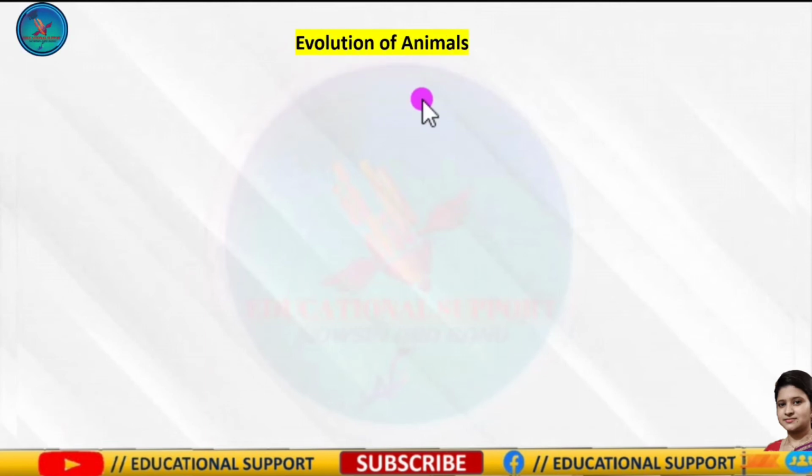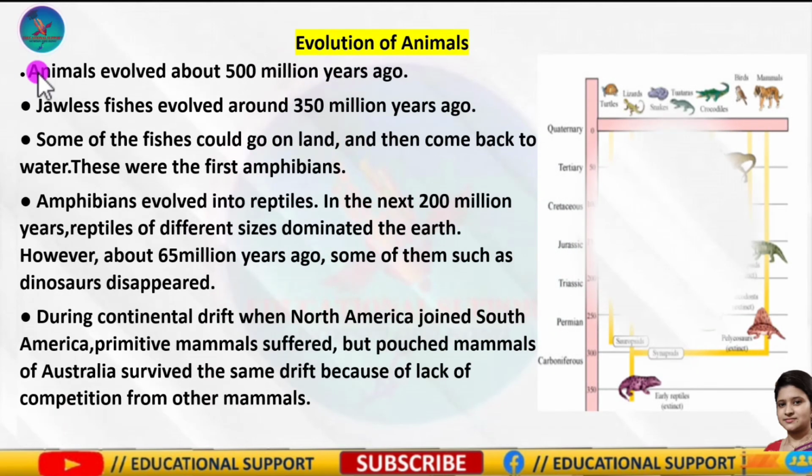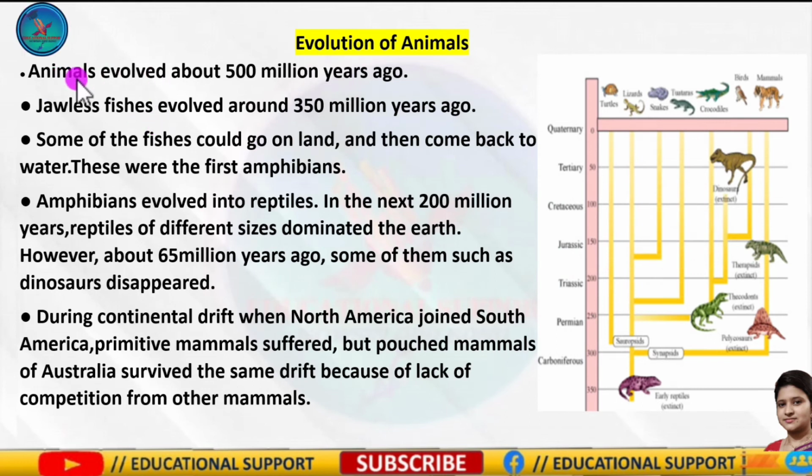Next is the evolution of animals. Animals evolved basically 500 million years ago. Jawless fishes evolved around 350 million years ago. Some of the other fishes could go on land and then come back to the water, and these were the first amphibians.